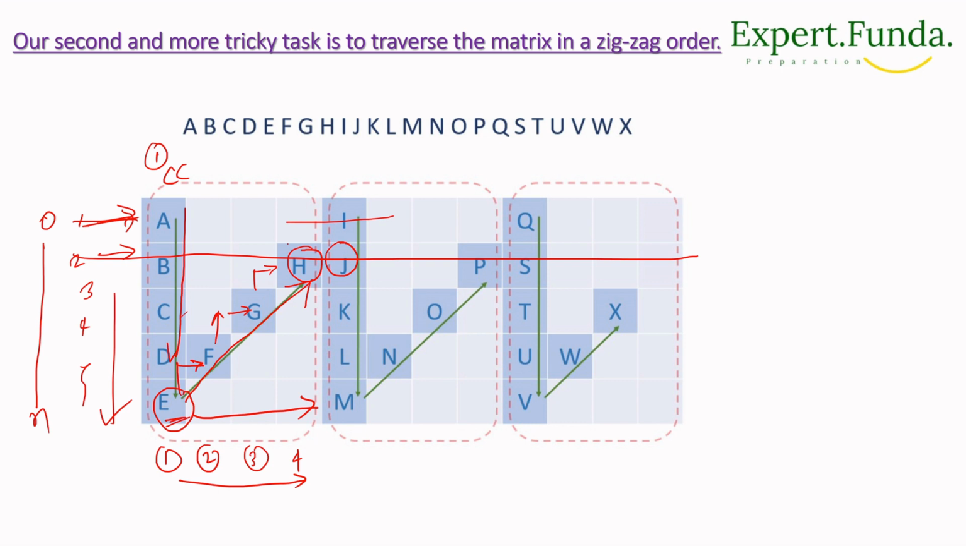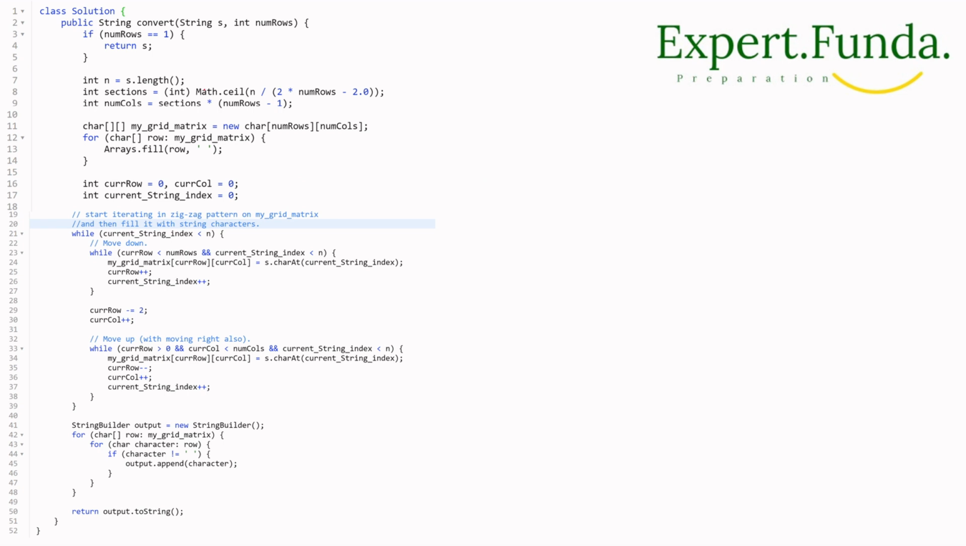If we talk about the coding part, let's see here. Let's suppose we are given A, B, C, D, E. Then we have F, G, H. Then we start from here only. This is I, which we have already gone through. This is our J, K, L, M.